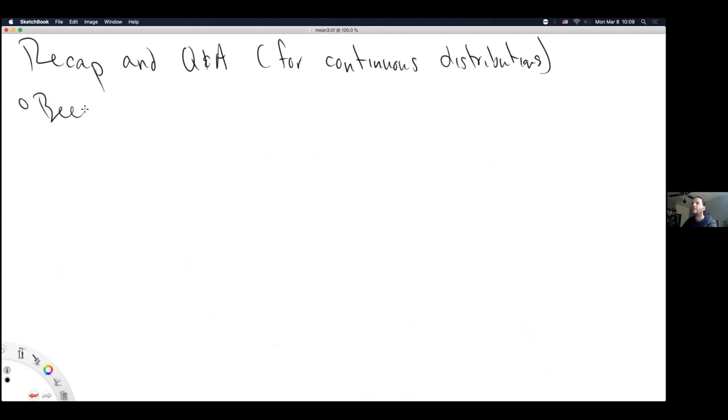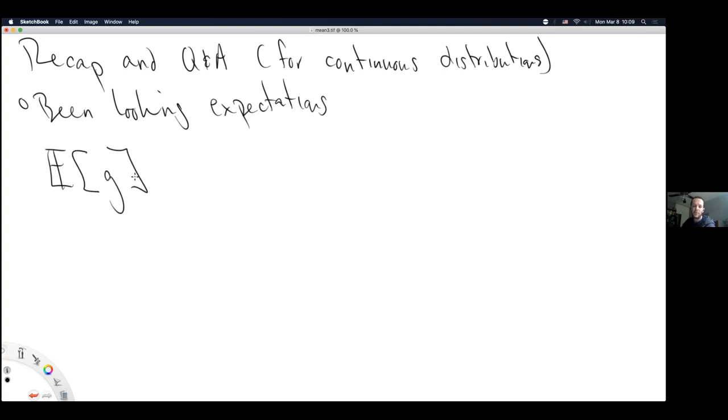So we've been looking at expectations. It's kind of this general operation that we have named capital E. And it's an operation that takes an argument, which is a function. So expectations are an operation on functions with respect to some density function. So in the case of continuous distributions, we have an integral of this arbitrary function g times our density function.